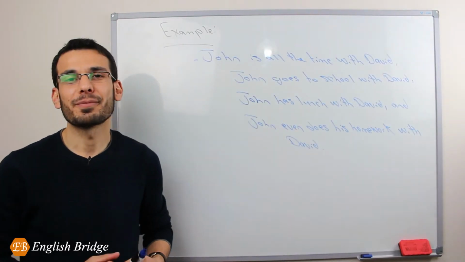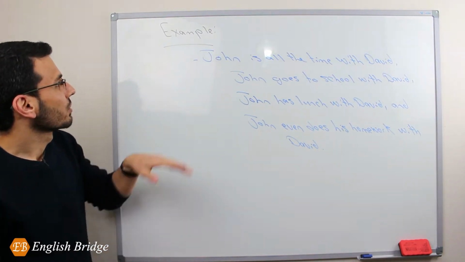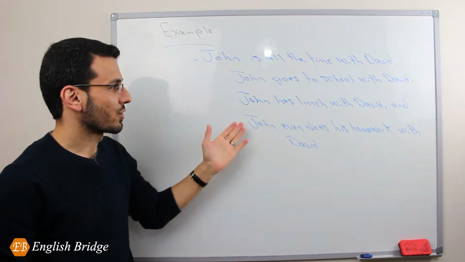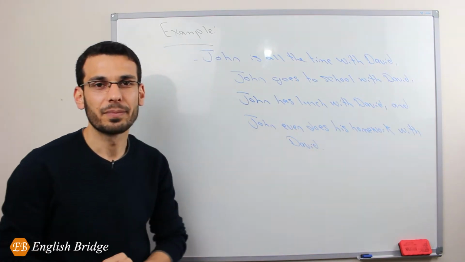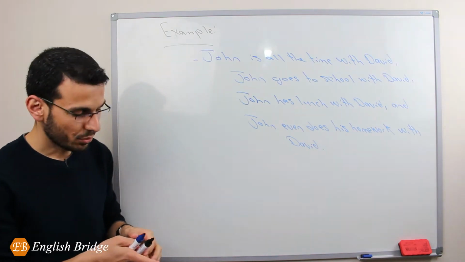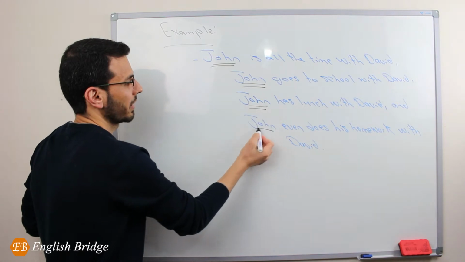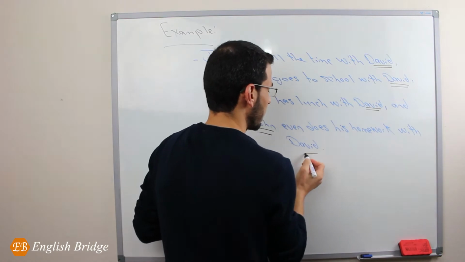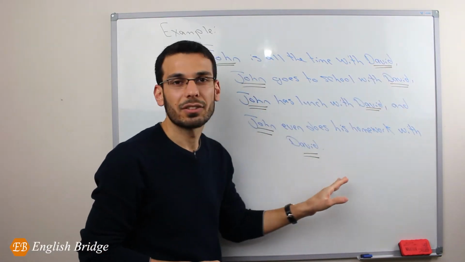Now, to understand the difference between subject pronouns and object pronouns, let's take a look at this example. John is all the time with David. John goes to school with David, John has lunch with David, and John even does his homework with David. So as you can see, these are a group of sentences, they are connected together. And as you can notice, we have John, and we have another name here, David. And as you can see, we repeated John many times, and we repeated David many times again.